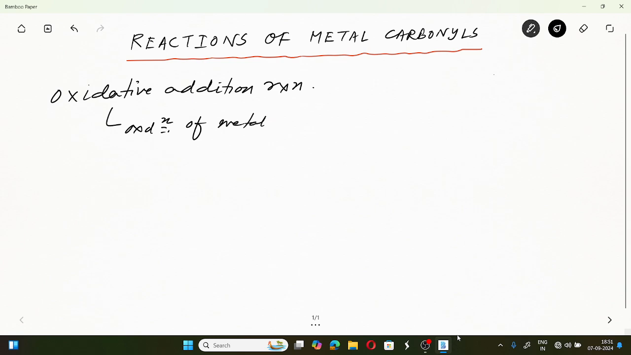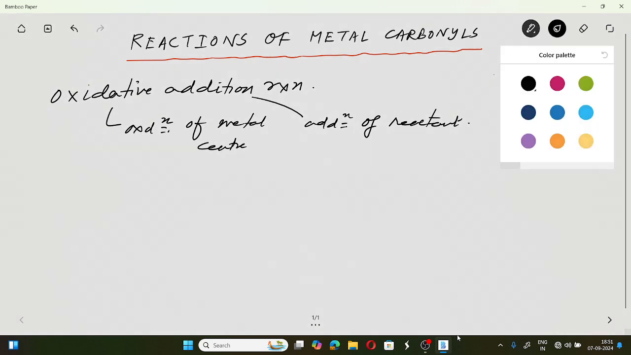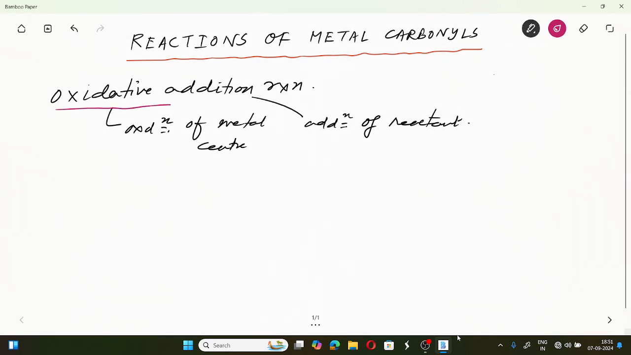So this will involve oxidation of the metal center and addition of substituents, addition of a reactant. Among the most important oxidative addition reactions, this is a very famous reaction.